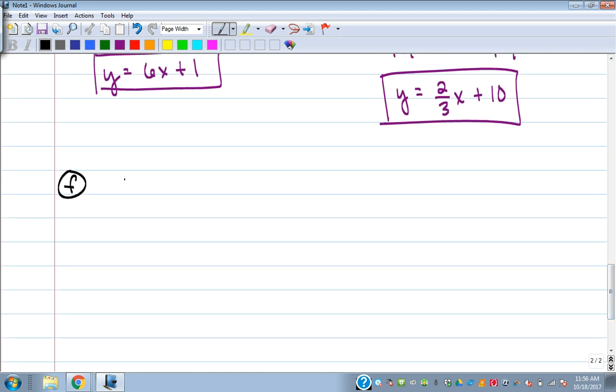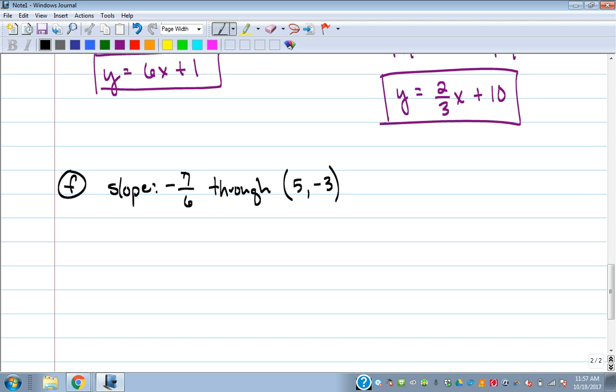Let's do another one with a fraction in it. Slope of negative 7 over 6 through, excuse me, let's do 5, negative 3. Remember, the toughest one we've done so far.